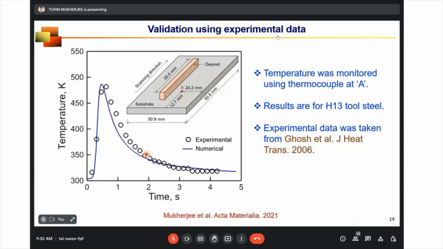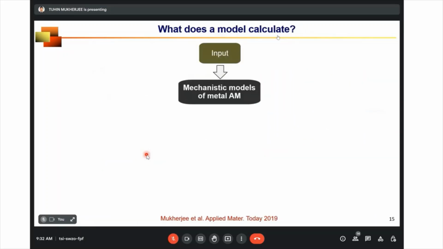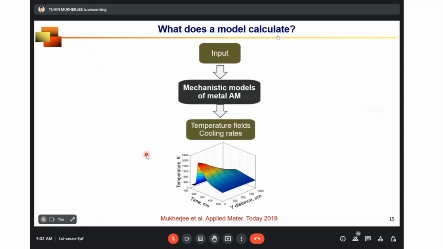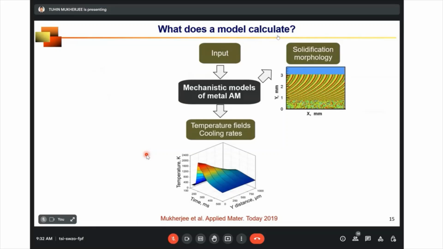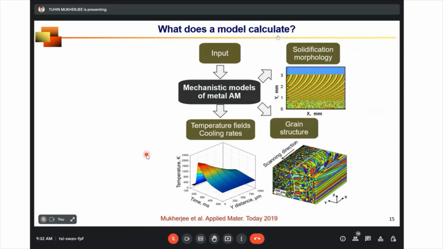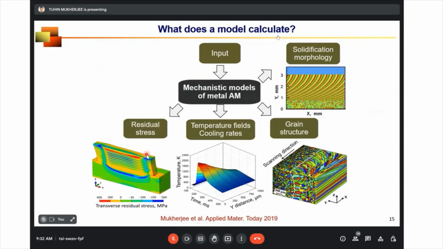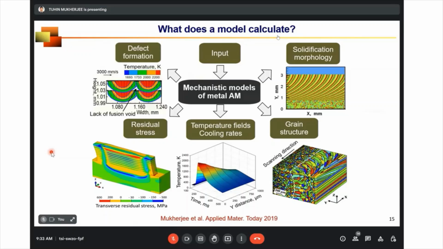Because it will provide us the confidence that we can use this well-tested model for predicting microstructure, properties, and defects. So the bottom line is the model can give us the temperature field and cooling rate, also the solidification morphology, whether this is columnar or equiaxed, the grain structure in 3 dimensions, residual stresses, which is one of the major concerns in any manufacturing process, and also defects such as lack of fusion, porosity, cracking, and so on and so forth.